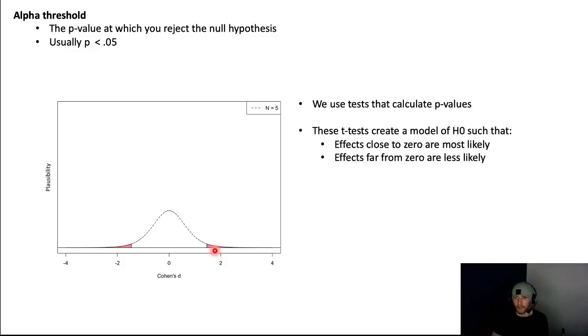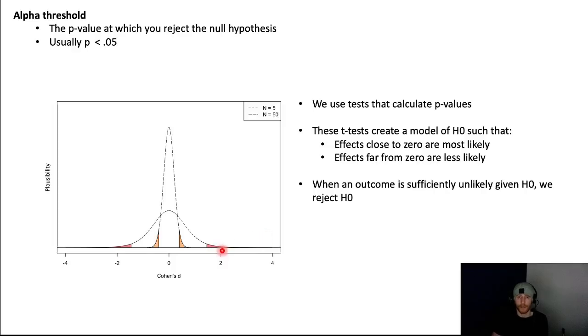Okay, so these notes just explain that. Effects close to 0 most likely, effects far from 0 unlikely. When an outcome is sufficiently unlikely given the H0, we reject H0. H0, by the way, just means the null. Now, what you need to know about how we model the null hypothesis for these tests is that the more participants we have, the more certain our model of the null hypothesis is. The model, by the way, just means it's a representation of our null hypothesis. It's basically how we say values close to 0 are plausible and values far from 0 are implausible. Of course, if we have loads of participants, we can be more certain that the null is true, if it's true.